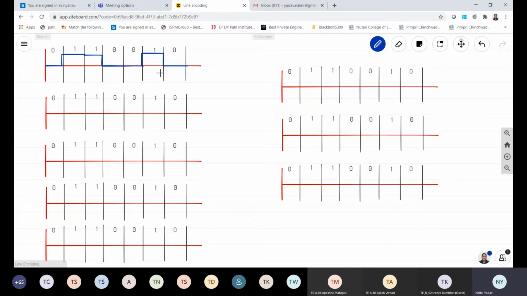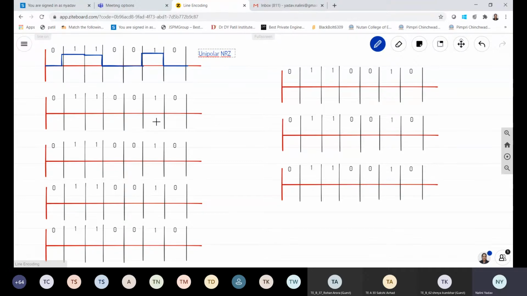So which is this pattern? Can anybody tell me? We have seen how many patterns? Unipolar NRZ, correct? So this is my unipolar NRZ. Is this clear? Now after this, which pattern have we seen?